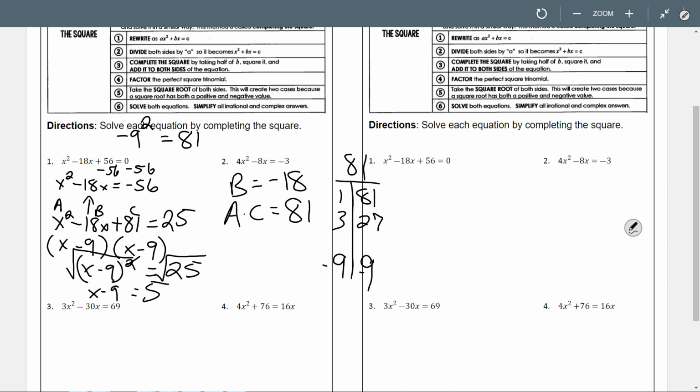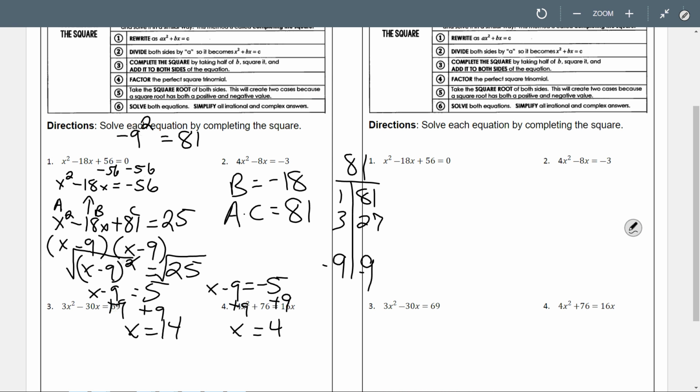So we have our equation x minus 9 equals 5, and then x minus 9 equals negative 5. Then we just solve both. Move 9 over, move 9 over. First, x equals 14. Then for the other, negative 5 plus 9 is a positive 4.